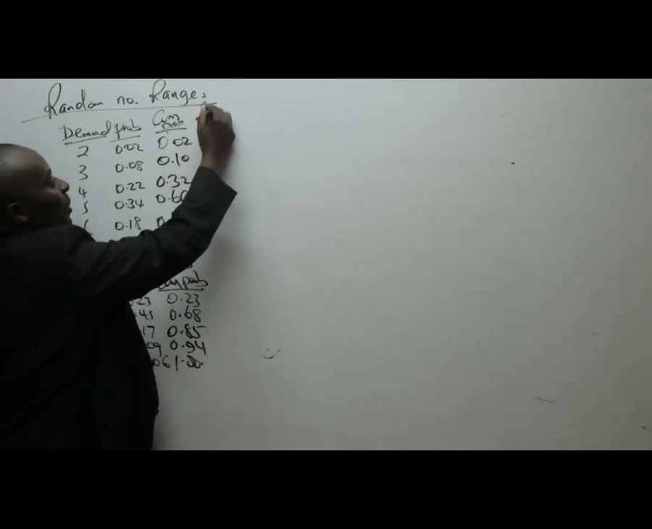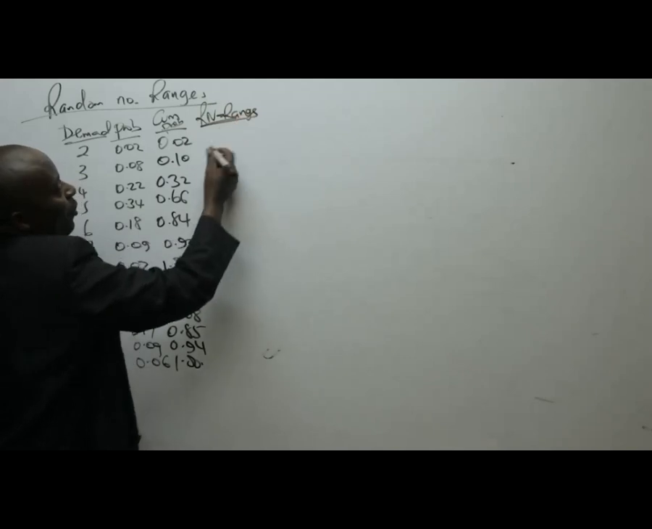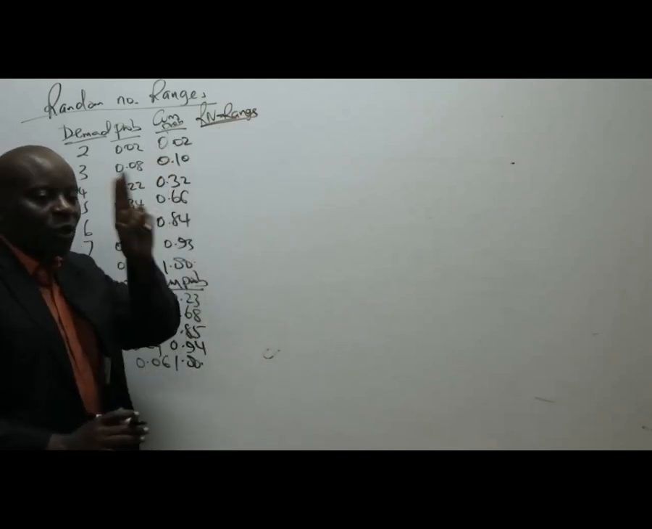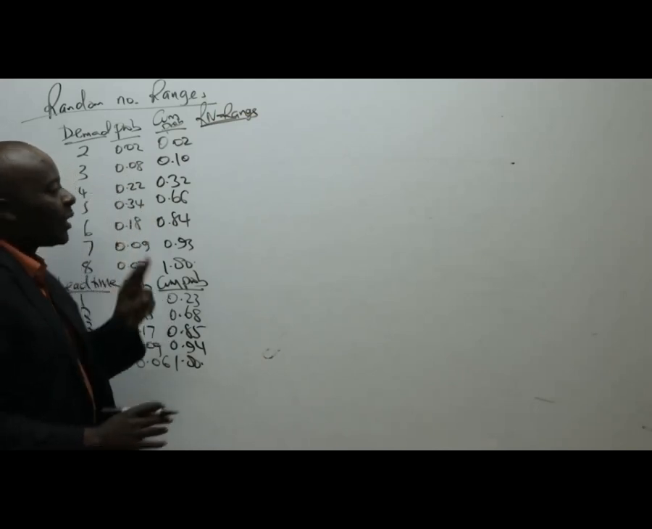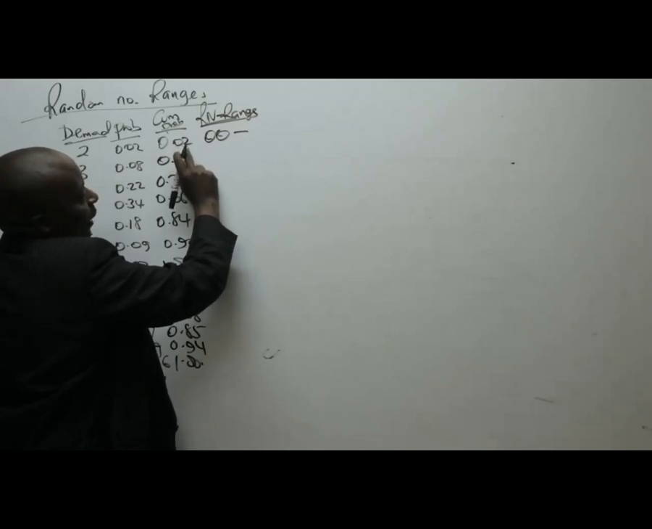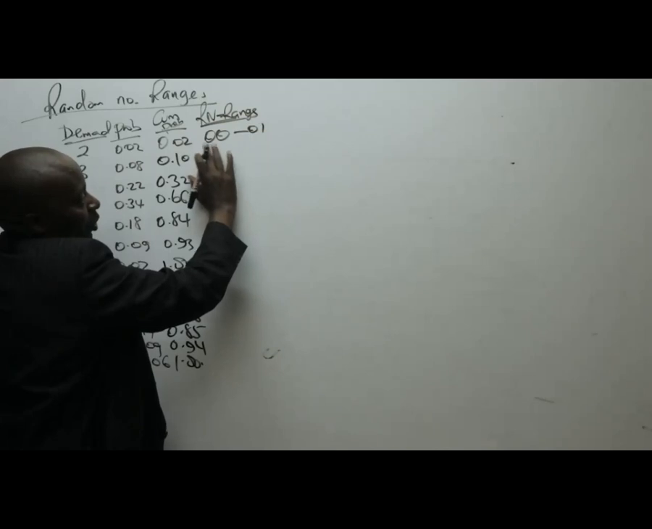Now with this, I need to give them what they call random number ranges. Remember that these are 2 decimal places, so we are making use of 2 digits. I hope you remember this will be 00 all the way to 02 minus 1, which gives me 01.